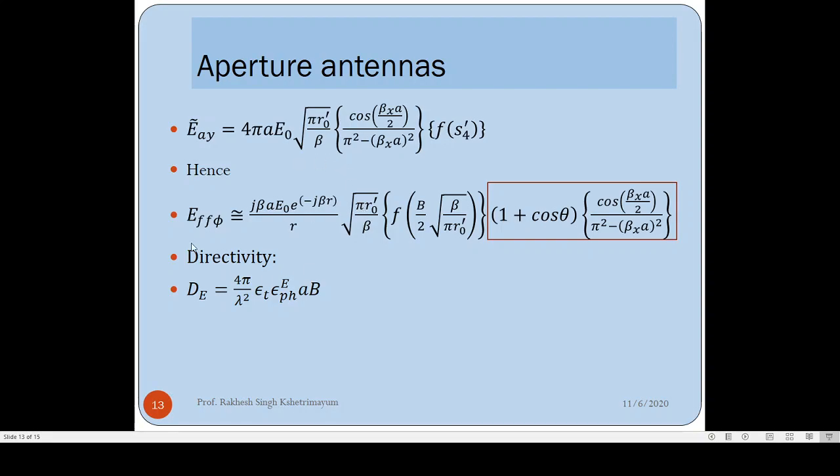So we are also interested in the directivity of the H-plane sectoral horn antenna. It will have a similar kind of expression to the E-plane horn antenna. If you remember, the directivity was 4 pi by lambda square, efficiency due to taper in the fields, efficiency due to phase change, then the area of the cross section of the H-plane sectoral horn antenna, which is small a into capital B. We have flare out only in the y direction, so B will become capital B, a will remain the same.